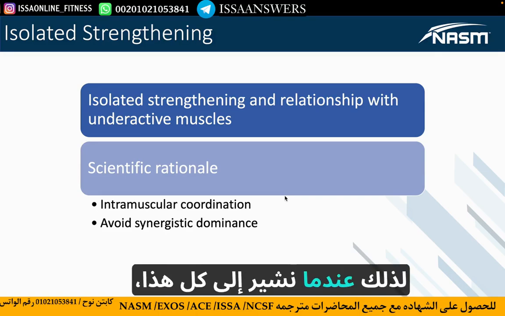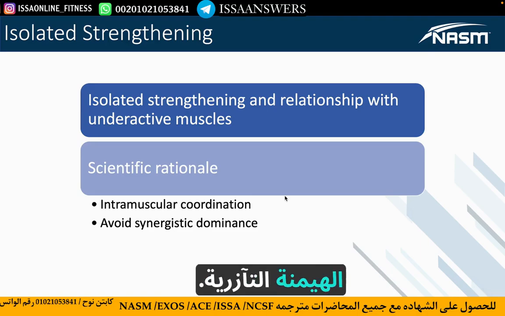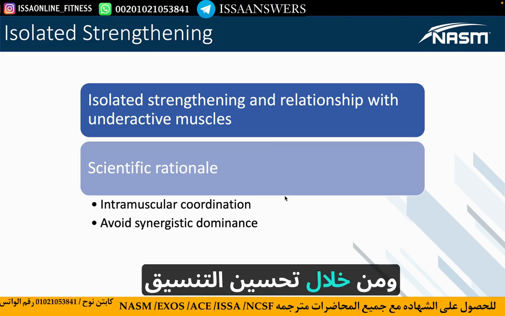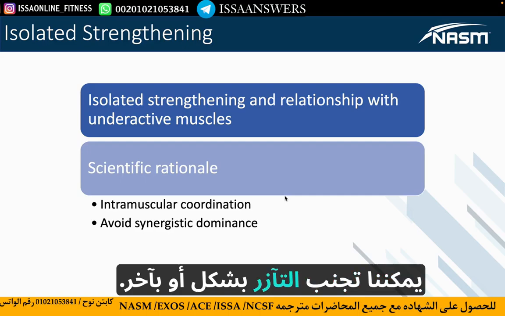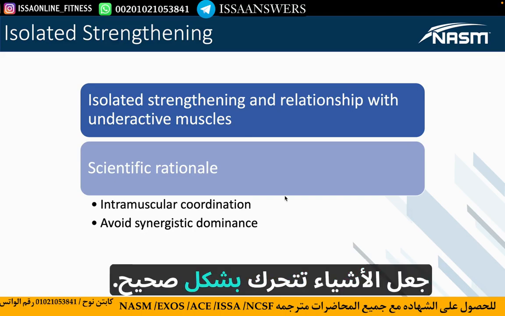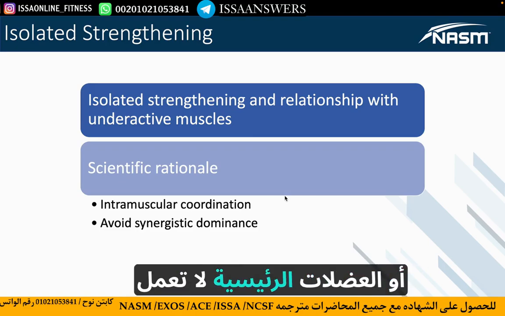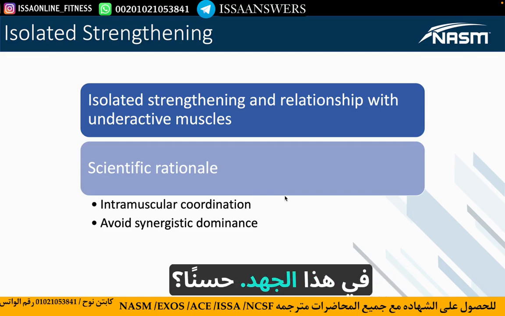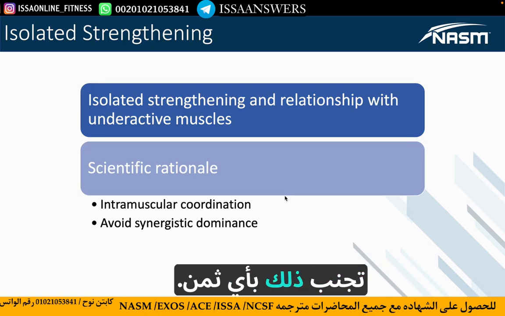Okay. So when we're referring to all of this, we want to avoid what we call synergistic dominance. And by having better intramuscular coordination, we can avoid synergists taking over. Synergists are those muscles that assist in helping to make things move correctly. If synergistic dominance occurs, that means that the prime movers, or the main muscles, are not working in that effort. So we have to be aware of that and make sure that we avoid that at all costs.